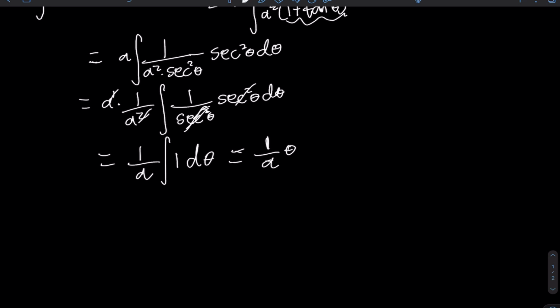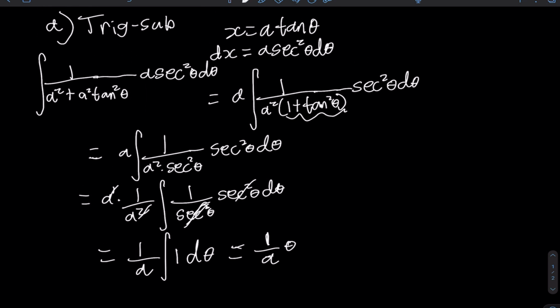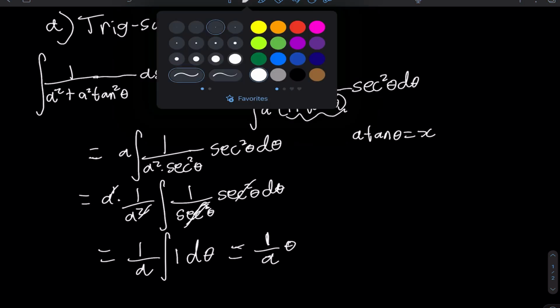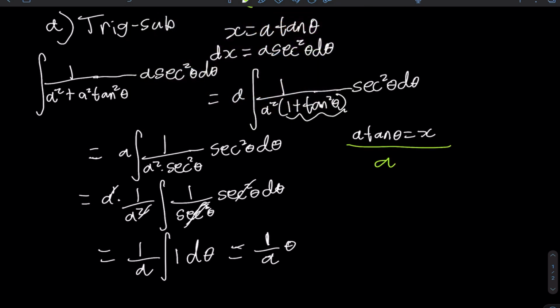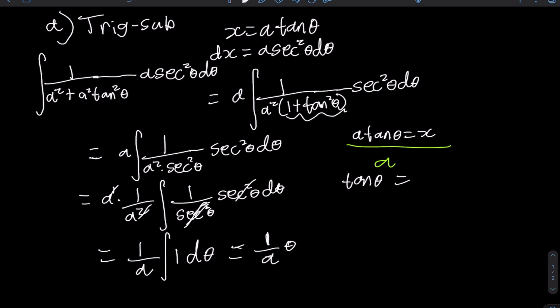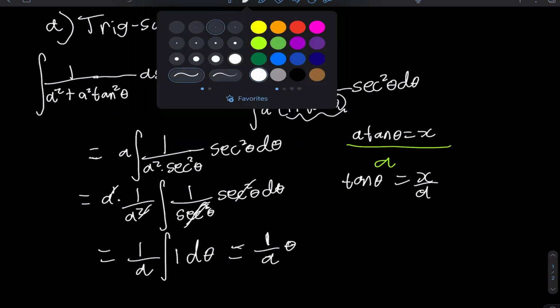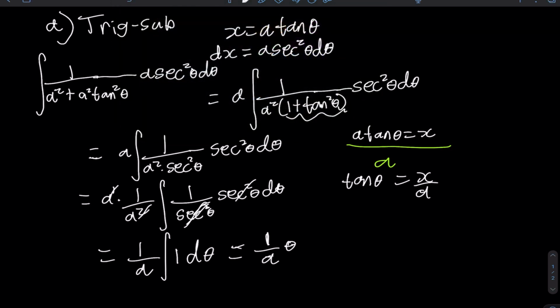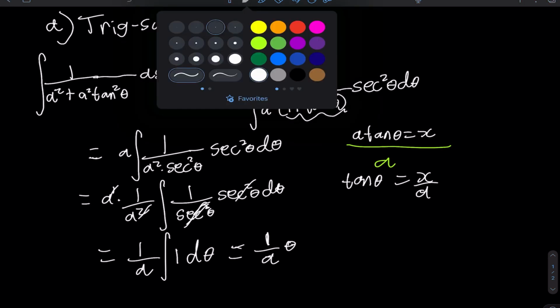However, what is theta? We need to get back to the x world. We know that a tangent theta is equal to x. To isolate tangent theta, we have to divide by a on both sides, so we get tangent theta is equal to x over a. And now we want to find theta. How do we find theta? Well, we know that if we take the inverse tangent of the tangent, by definition, that should just give us the input. So if we're taking the inverse tangent of the tangent of theta, we should just get theta back.